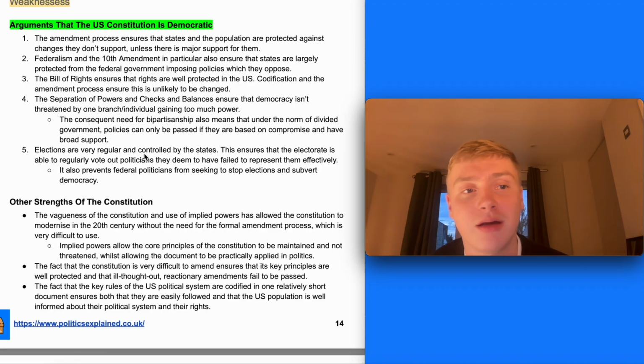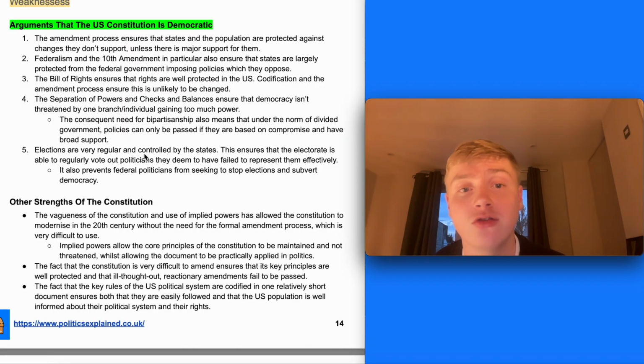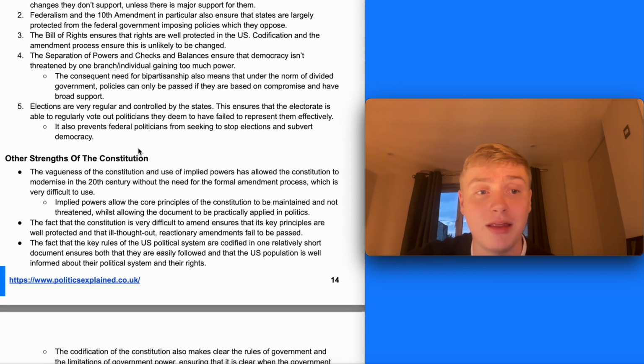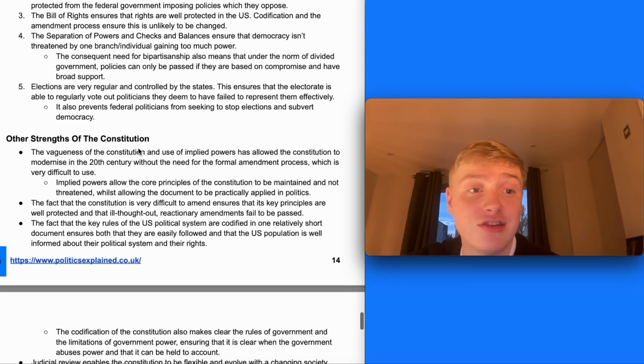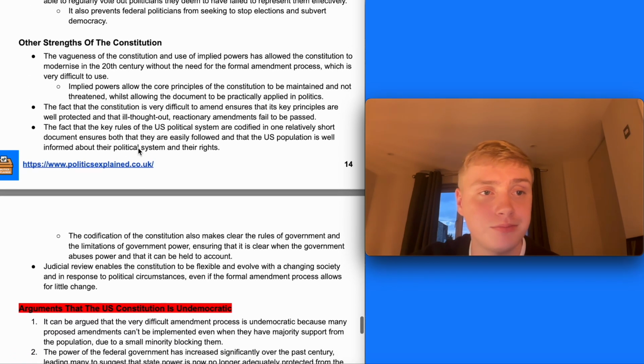The Bill of Rights ensures that rights are well protected in the Constitution, and the amendment process ensures this is unlikely to be changed. Separation of powers and checks and balances ensure democracy isn't threatened by one branch or individual gaining too much power. And the consequent need for bipartisanship means that under the norm of divided government, policies can only be passed if they're based on compromise and have broad support. Further, elections are very regular and they're controlled by the states, ensuring that the electorate is able to regularly vote out politicians they deem to have failed to represent them effectively.